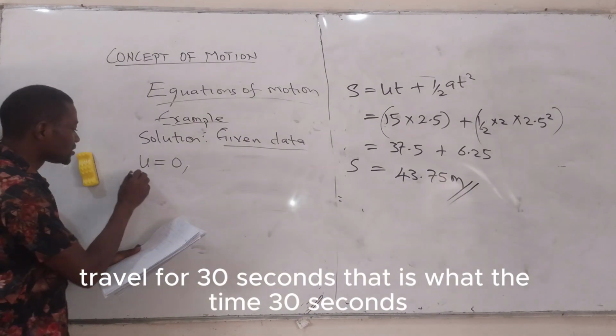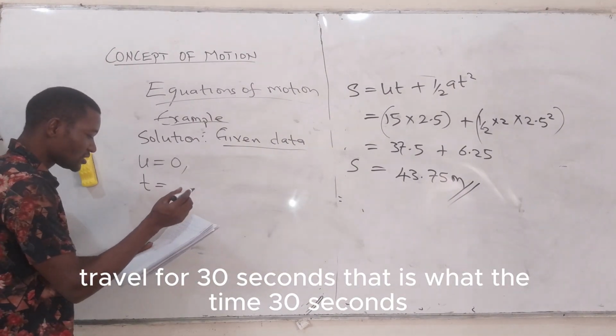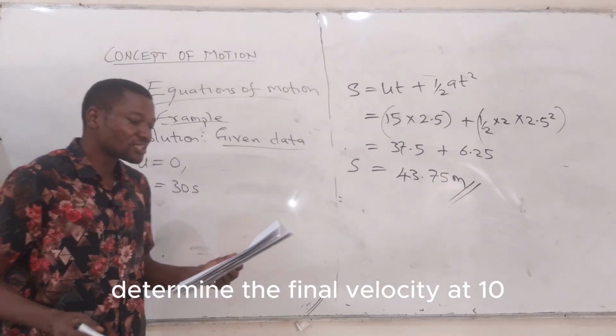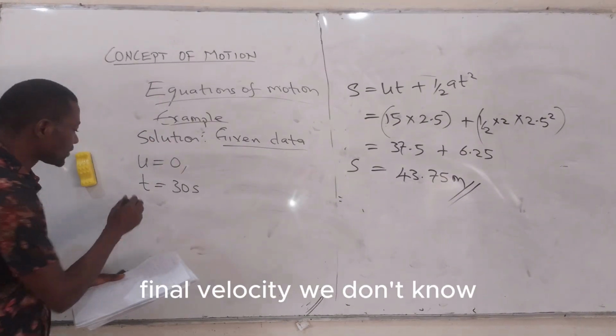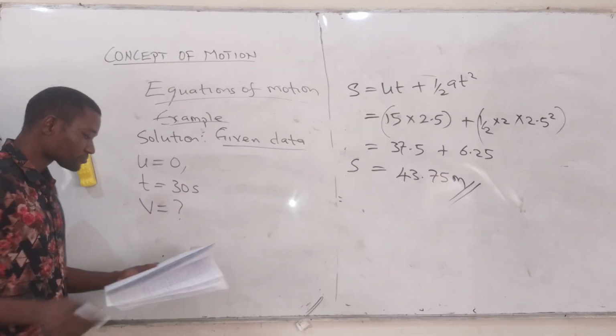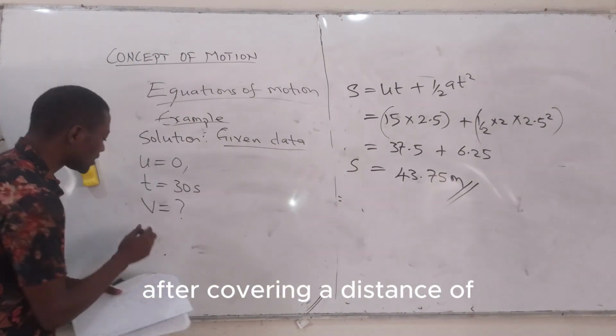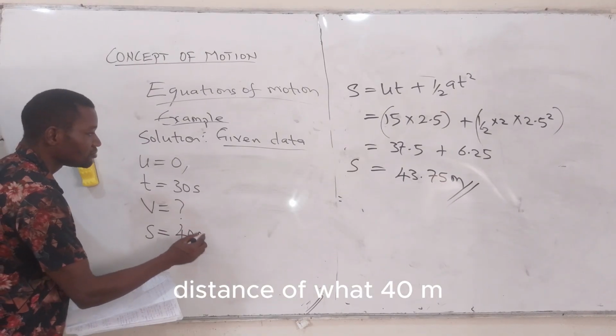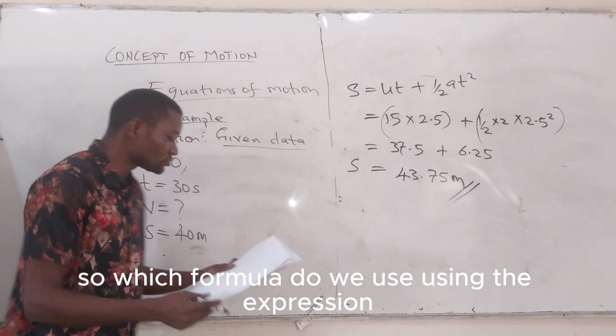Travel for 30 seconds. That is what? The time, 30 seconds. Determine the final velocity attained. Final velocity we don't know, after covering a distance of what? 40 meters. So which formula do we use?